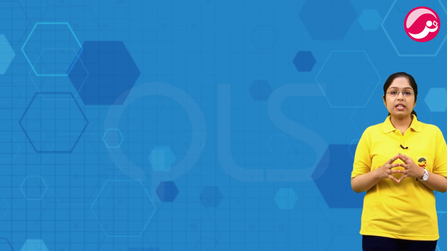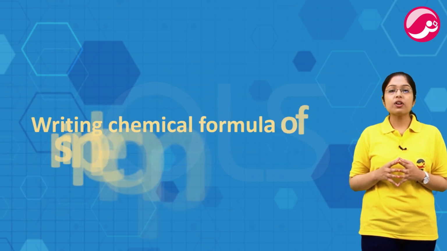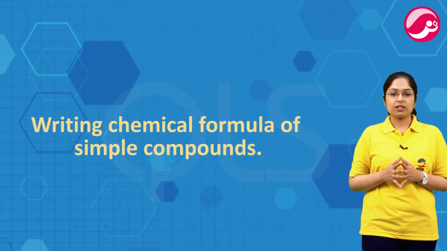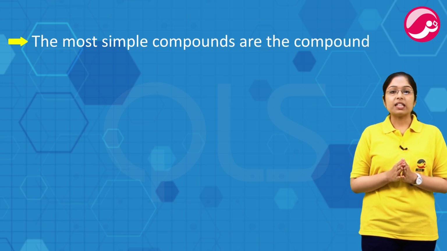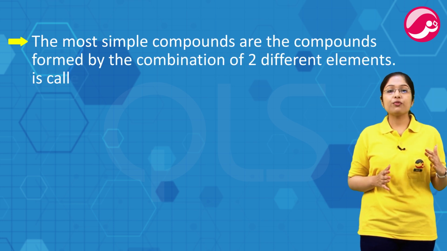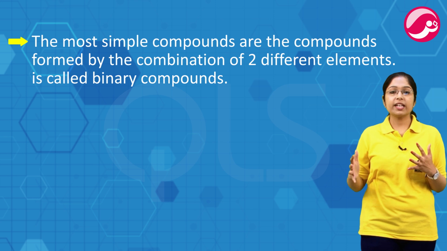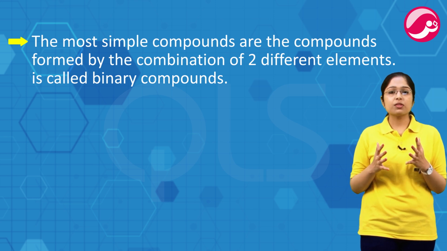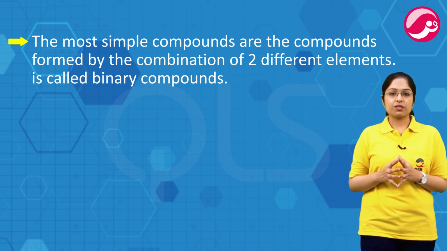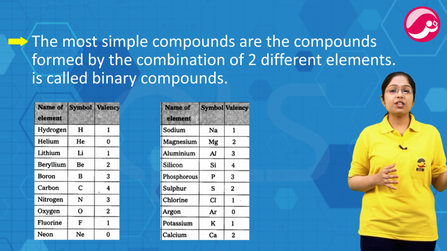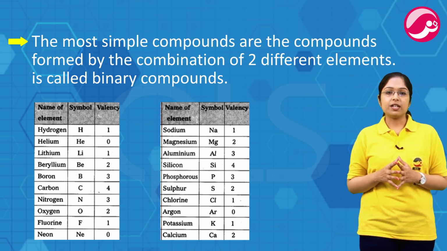Now, let's learn to write the chemical formula of simple compounds. The most simple compounds are the compounds formed by the combination of two different elements. दो अलग-अलग elements जब मिलके compound बनाते हैं उसे हम कहते हैं सबसे simple compound और उसे हम mostly कहते हैं binary compounds. In this image, you can see valencies of some common elements.